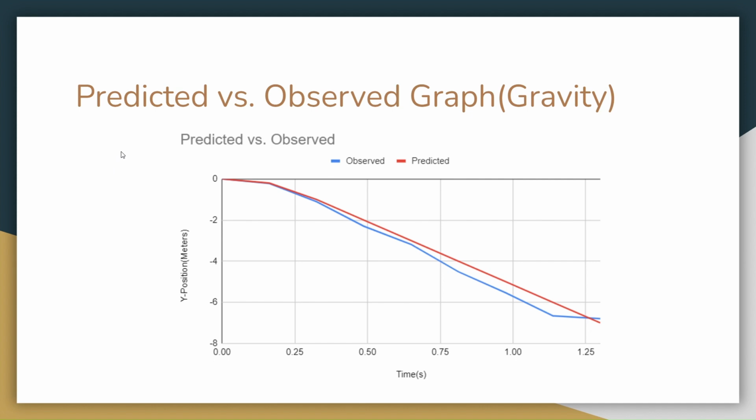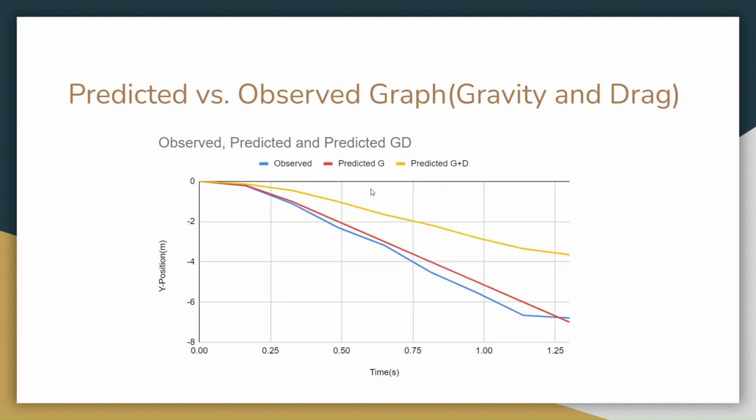Here's the predicted versus observed graph of gravity only. The predicted graph looks a lot straighter than the observed, and this can be due to human error. But when we look at the predicted graph for gravity and drag, both the observed and gravity graphs seem to go towards the negative y position sooner than the gravity and drag graph does.